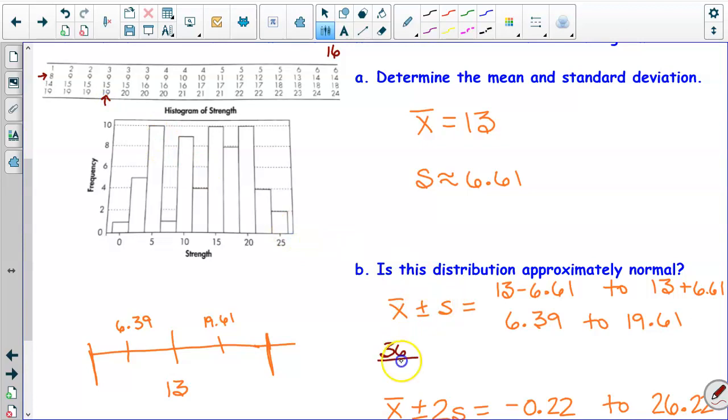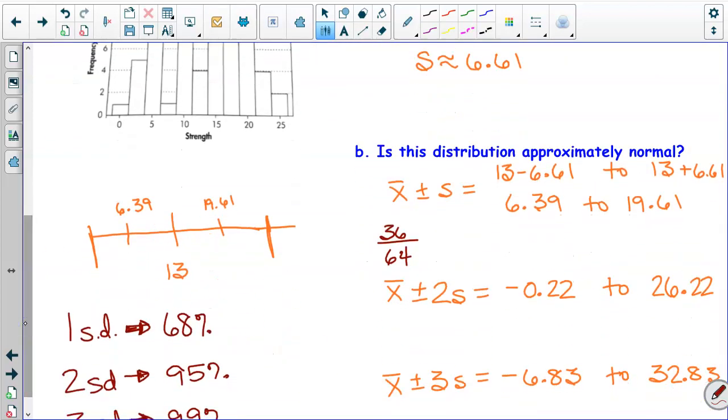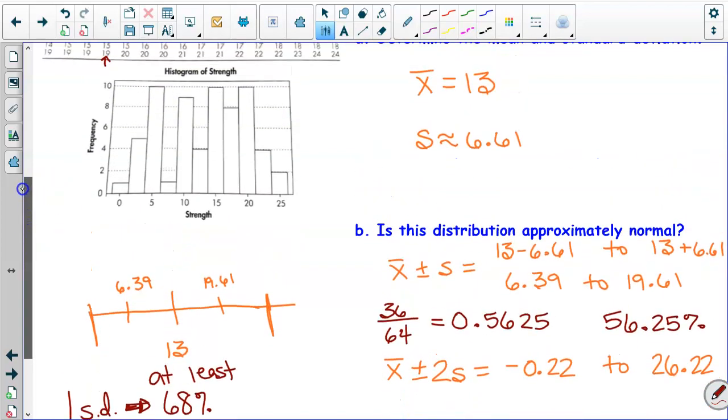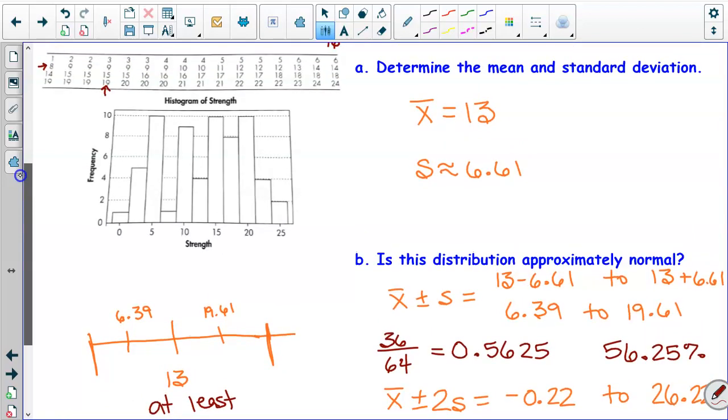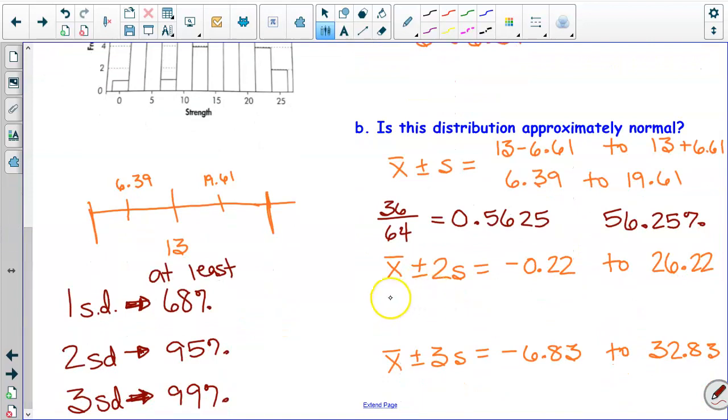So 36 out of how many? 64. Find that percentage for me, please. 0.5625, which would be about 56.25%, right? Okay. So how many are between negative 0.22 and 26.22? Well, that would be every number, right? Because we didn't have any negatives, up to 26, which is everything. 64 over 64, which is 1. So that is 100%. 100% of the data is within 2 standard deviations.